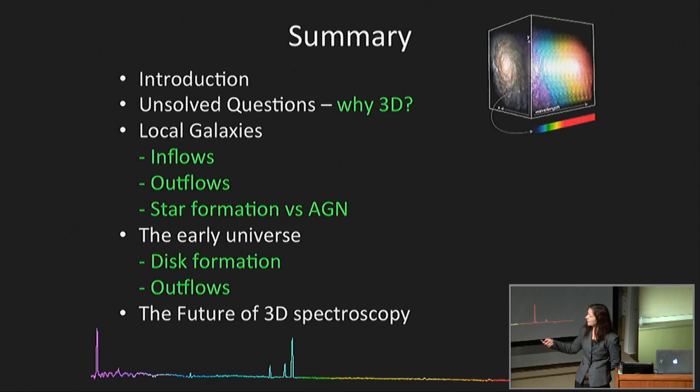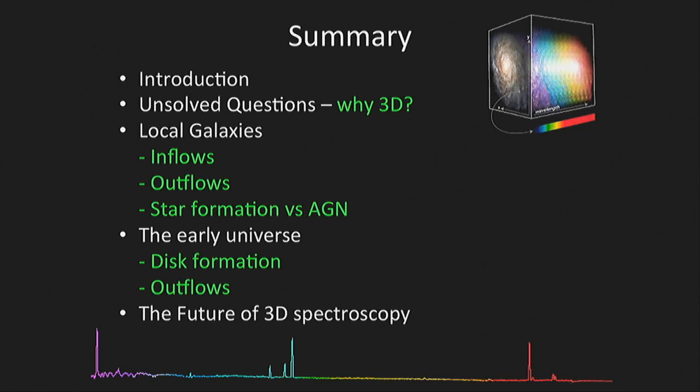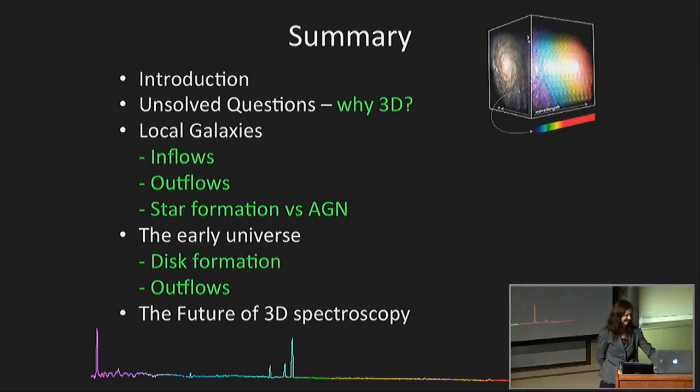And then in the later part of my talk, I'm going to talk about the early universe and how we're probing the early universe using Keck adaptive optics and near-infrared integral field spectroscopy. And we can look at how galaxies form their disks, as well as measuring outflows, again probing them using shocks. And finally, I'm going to talk a little bit about the future of 3D spectroscopy, in particular with the Giant Magellan Telescope, because you and me are partners in the Giant Magellan Telescope, except that our money is already on the table.